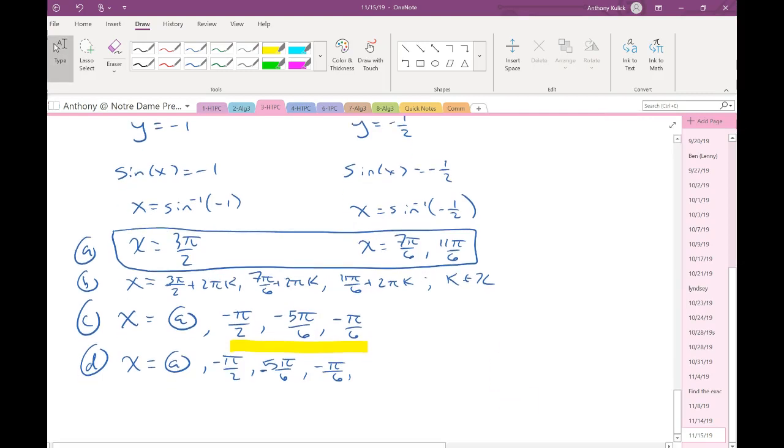Add 2 pi to each of my answers from A. So that would be 7 pi over 2, 19 pi over 6, and 23 pi over 6. Cool with that? You're welcome.